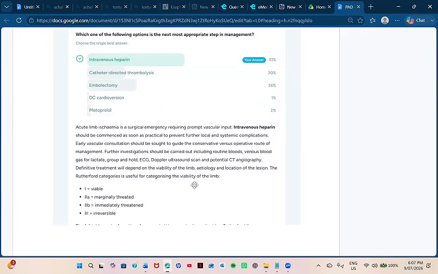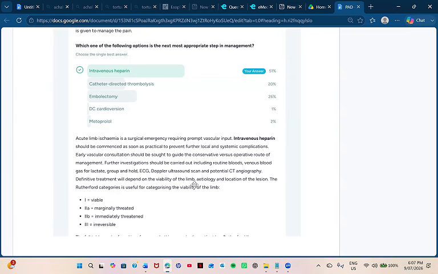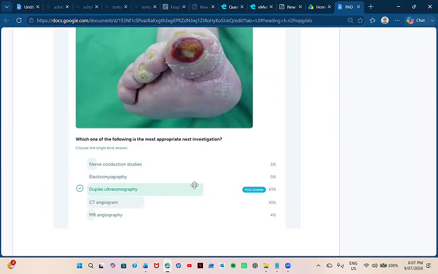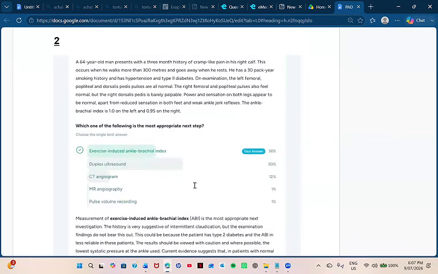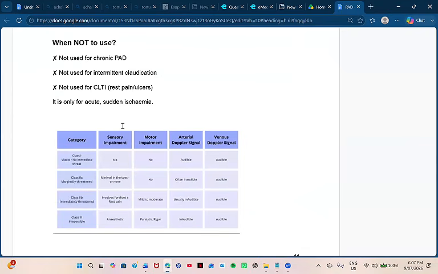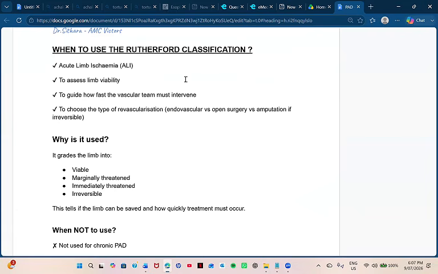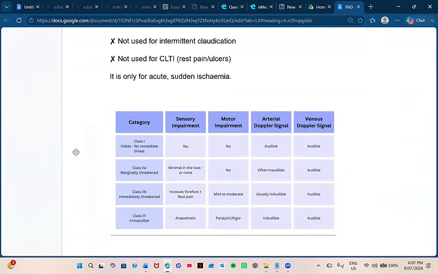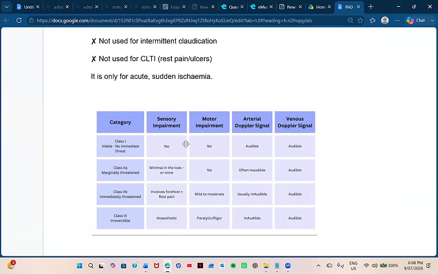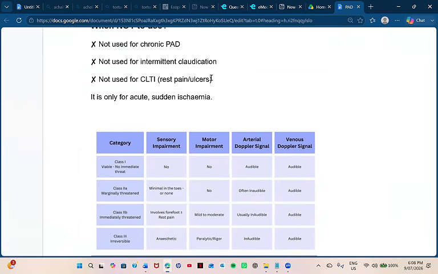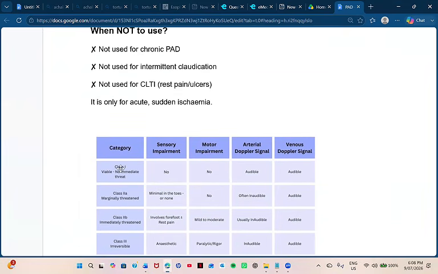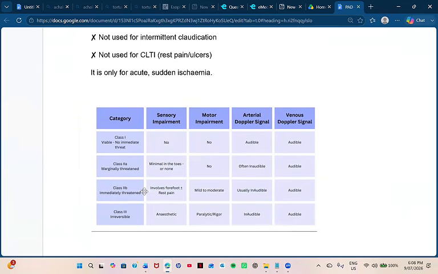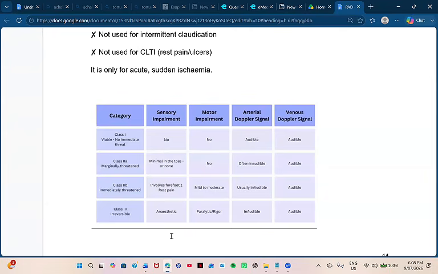So the definitive treatment depends on limb viability, right? The treatment depends on this criteria, which we call the Rutherford classification. This was first asked in the October 2025 exam, and after that they are usually asking about it. Because of that, you need to get the idea of how this classification presents: class 1 viable, class 2 marginally threatened, and class 3 immediately threatened, and class 3 means irreversible damage can occur, right?